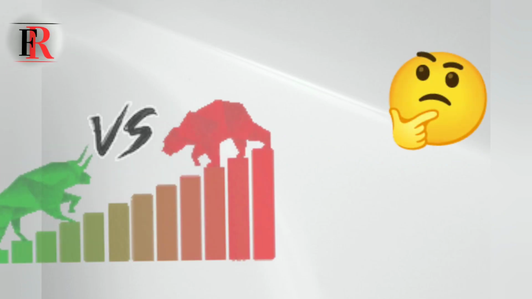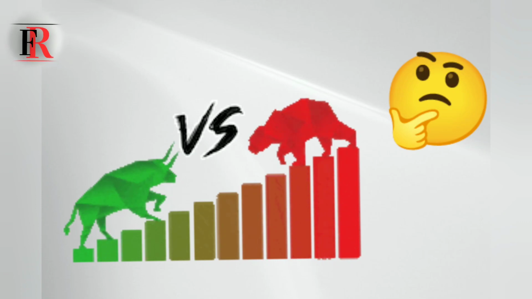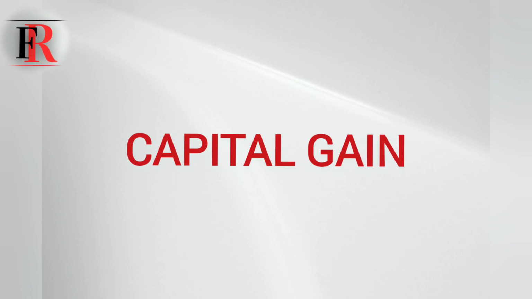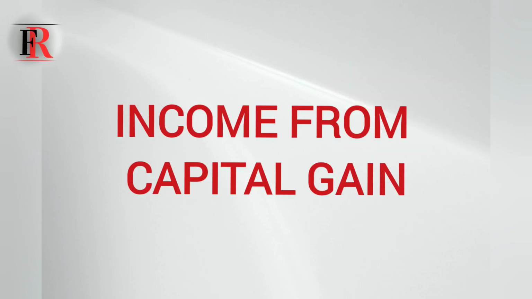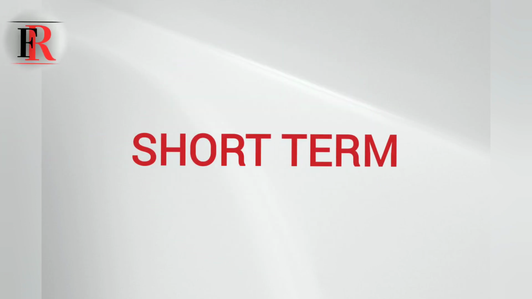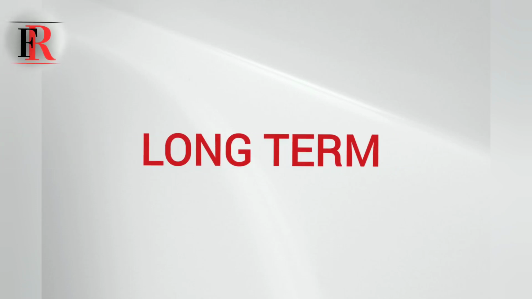In this video, we will know about some terms associated with trading. Capital gain. Any profit or gain that arises from the sale of a capital asset is income from capital gains. There are two types of capital gains. First one, short-term capital gains (STCG), and second one, long-term capital gains (LTCG).